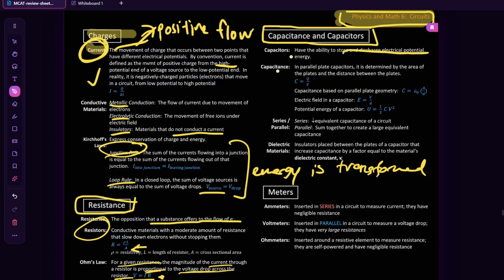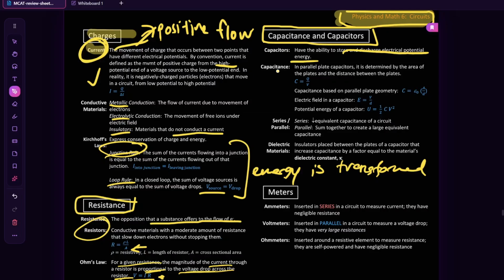So they store and discharge electrical potential energy. Think of it as a tiny, fast-acting, rechargeable battery. It works on a totally different principle. Instead of chemical reactions, a capacitor typically works by literally piling up positive charge on one plate and negative charge on another, separated by a small gap, with the electric field between those two plates being where the energy actually lies.